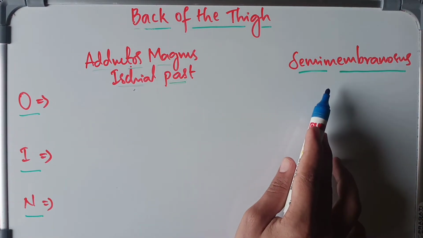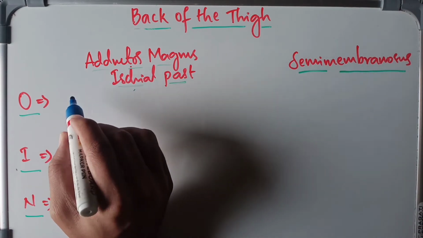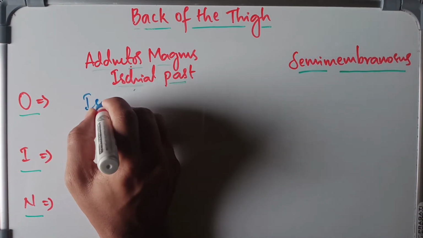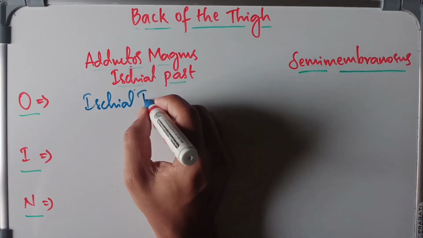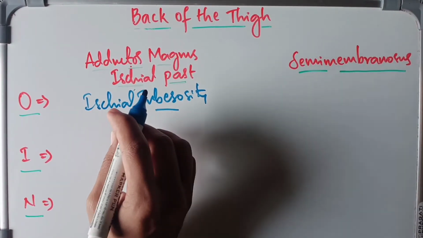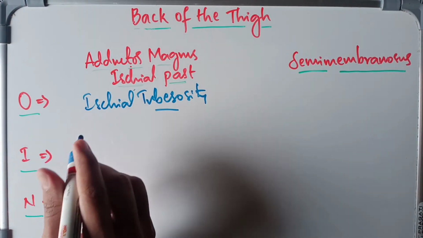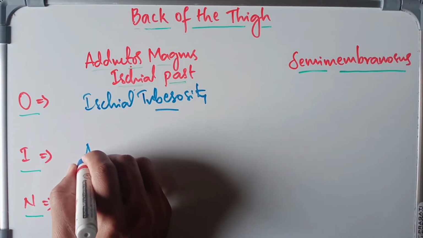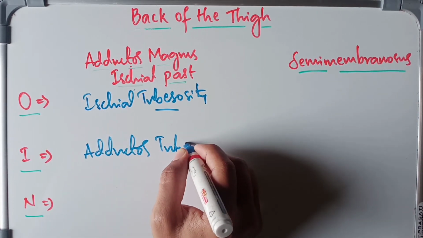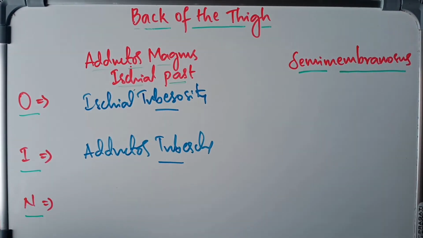So firstly, discussing the ischial part of the adductor magnus. The origin is from the ischial tuberosity. If you want to go into detail, it arises from the inferior lateral aspect of the ischial tuberosity. And where is this inserted? It is inserted into the adductor tubercle.